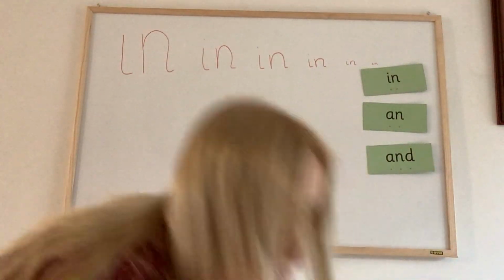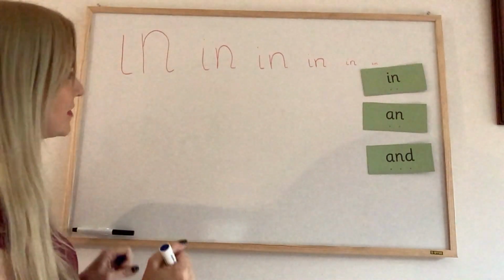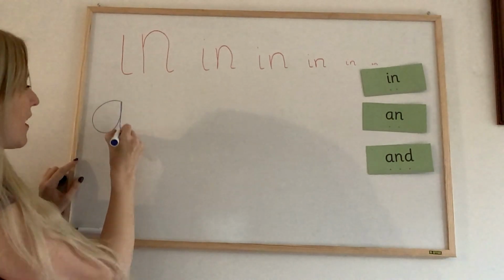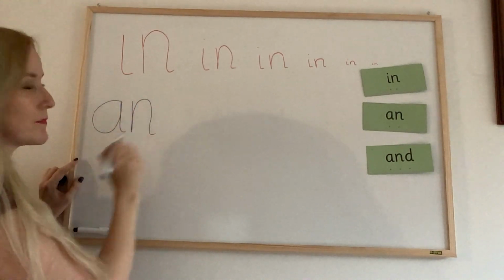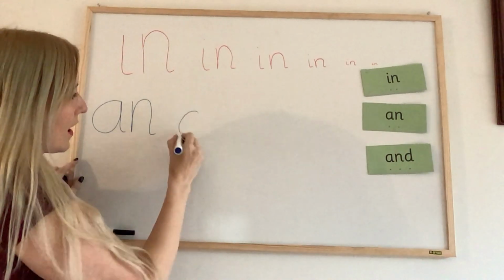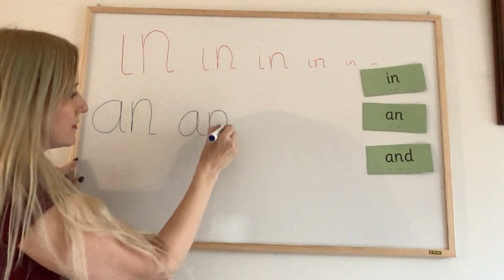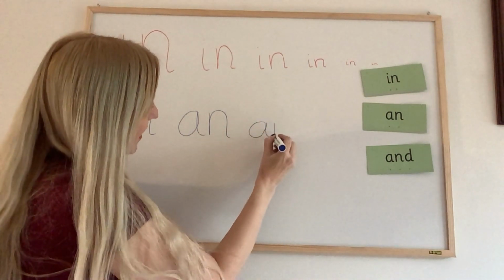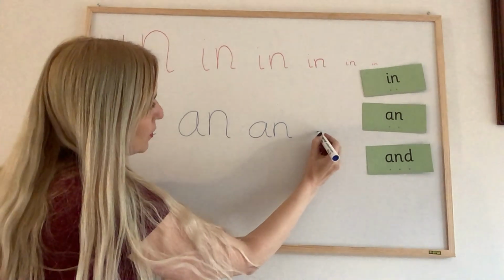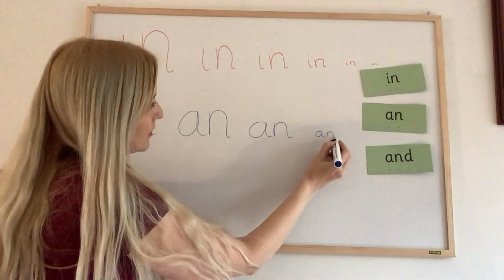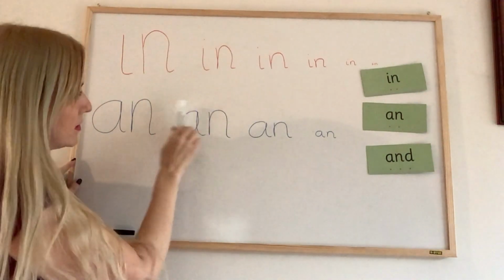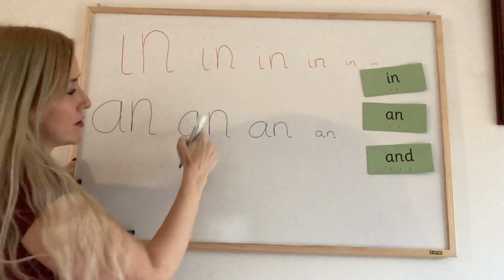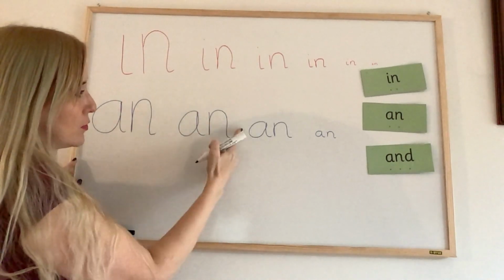And then I'm going to get a new colour. I think I'll do blue this time. And I'm going to do an. Nice and big first. An. And getting smaller, and notice that I put a space between each word. There's not a space between the letters in one word, but there is a space between each word.